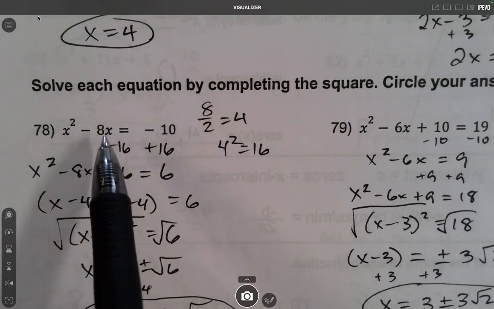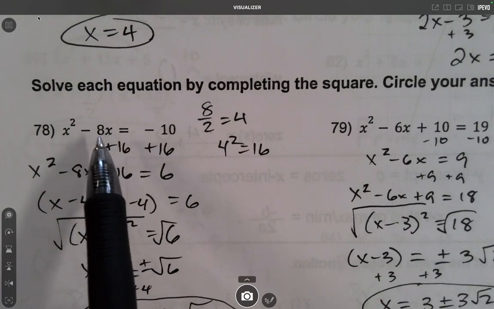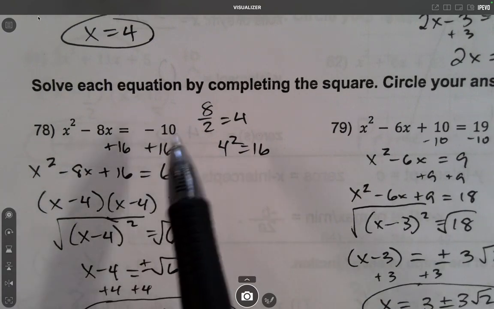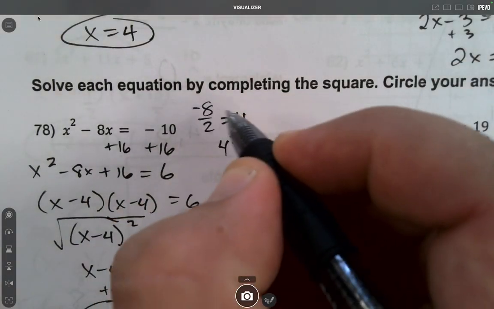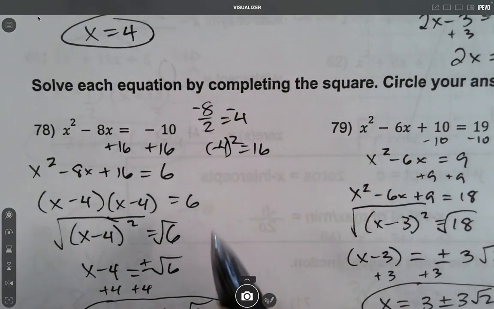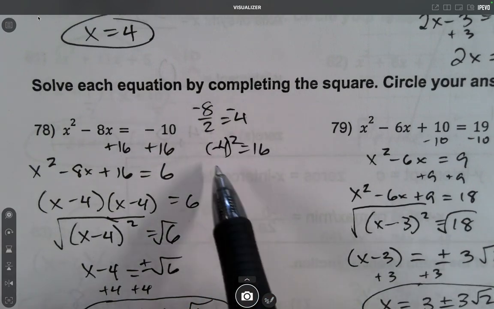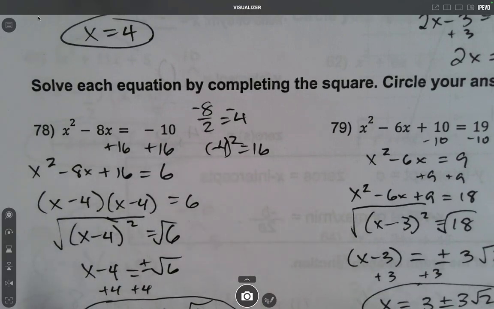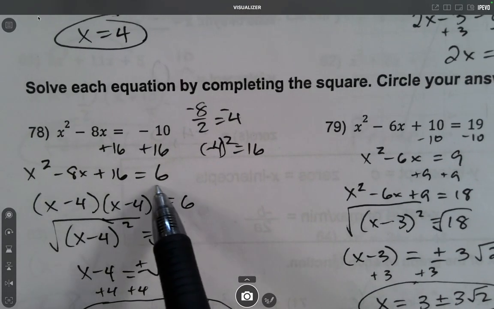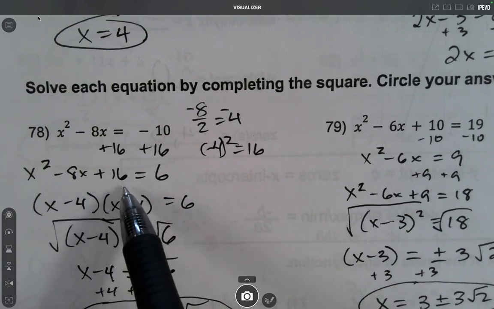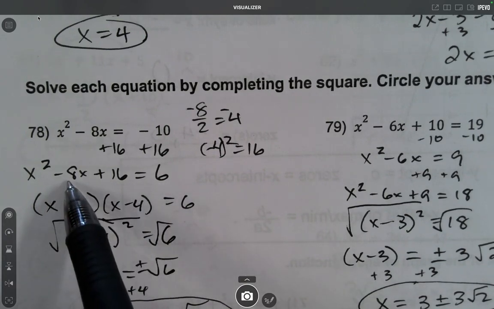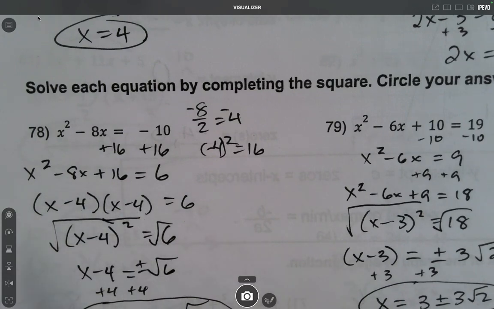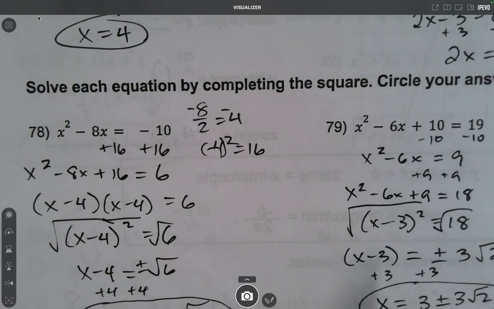So the negative 8 is the b, so to speak, and that's considered the middle. So half of negative 8, I should have had a negative, forgive me. It doesn't change the answer, but negative 8 divided by 2 is negative 4. Negative 4 squared is positive 16. So we need to add 16 to both sides. That gives us this line right here. Then we need to figure out what will multiply to be 16 and add up to negative 8. That'll be negative 4 and negative 4. And since those are identical, I can actually combine them and say x minus 4 squared, because squared just means times itself.